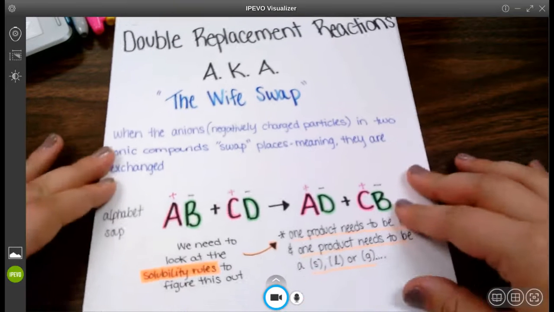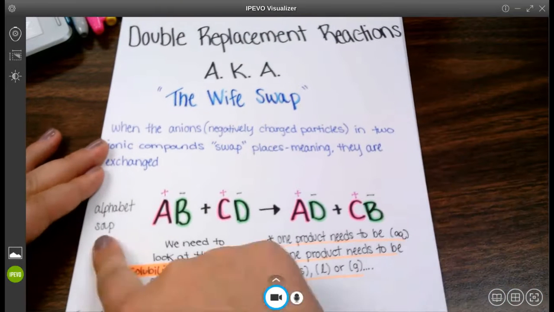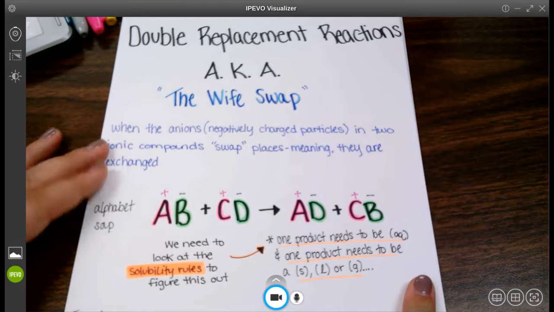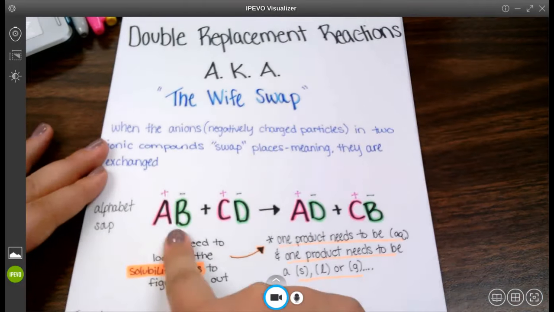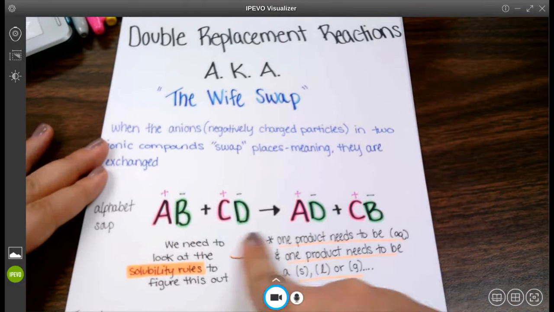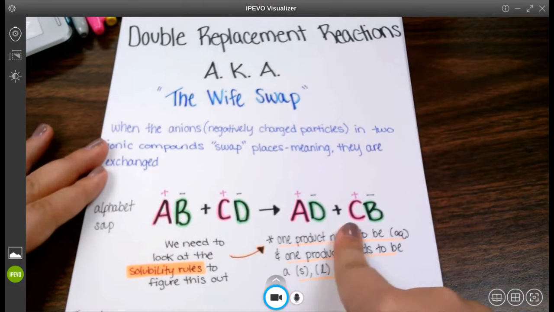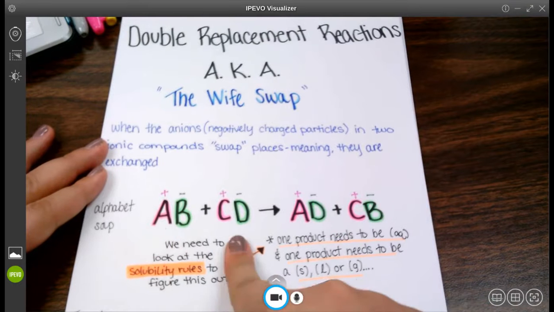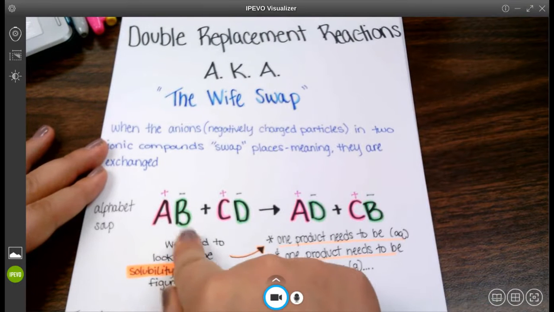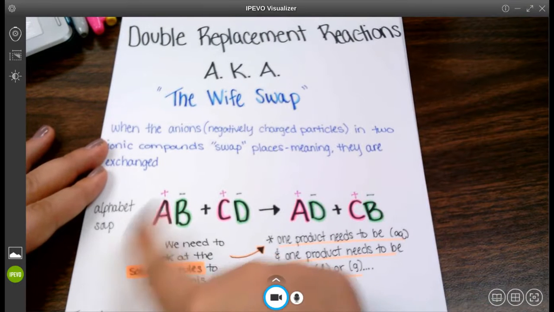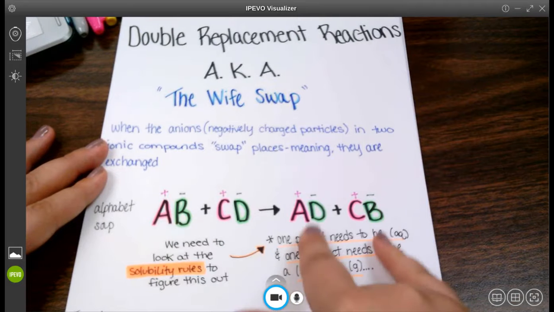Okay, so here is the alphabet soup for a double replacement reaction. So we have AB plus CD yields AD plus CB. I've color coded this, so pink is positive and green is negative. So you're switching the negative ions, all right?